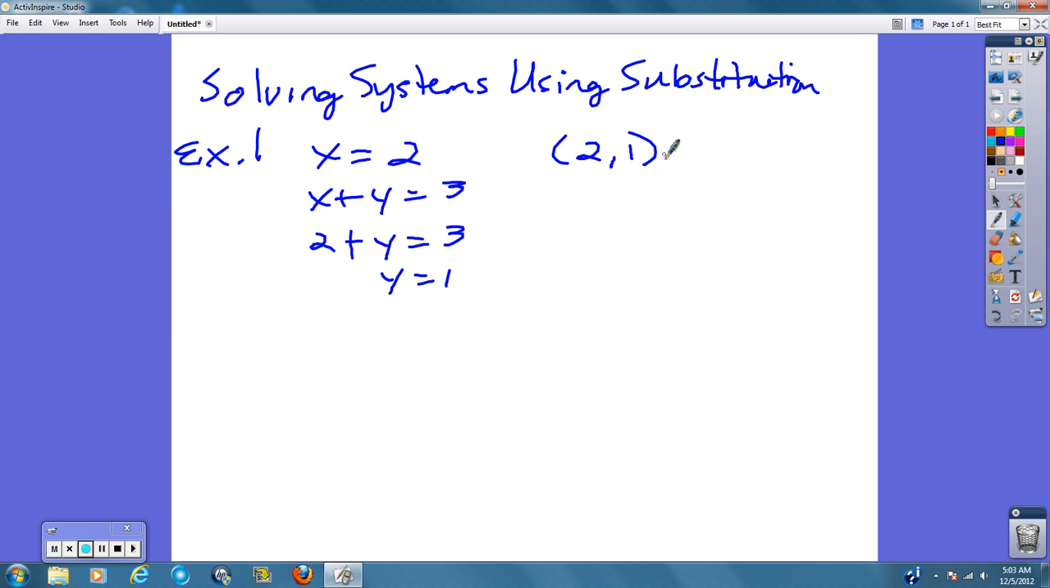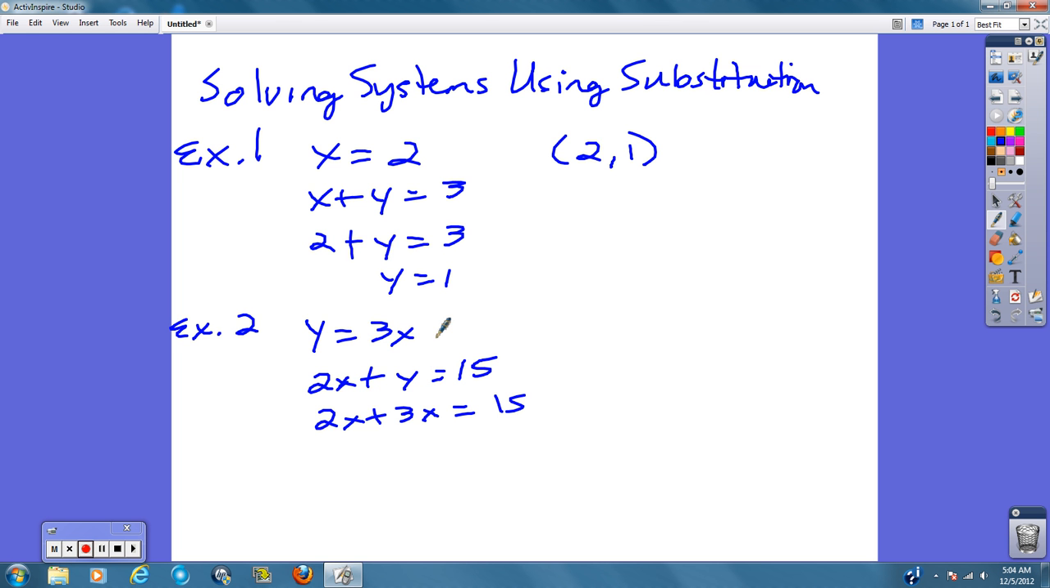Very simple. Now, the next example would be where I'm not using a number, I'm using an expression. For this example, let's use y equals 3x, and then 2x plus y equals 15. What you're seeing here is that we're now going to replace an expression. So instead of y, we're going to write 3x. So here we have 2x plus 3x equals 15. I replaced y with 3x because I said they were equal. Now it's just a matter of combining like terms and solving for x. So you're going to have 5x equals 15. Divide both sides by 5, so x equals 3.